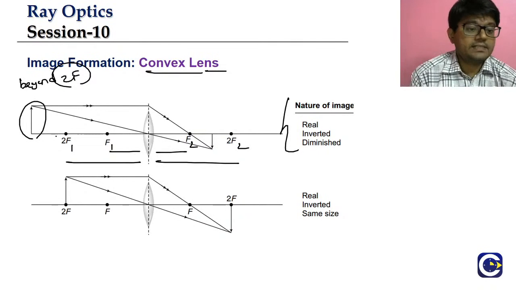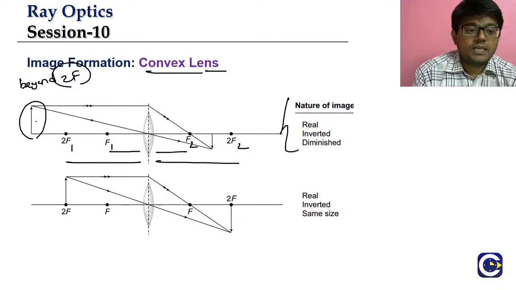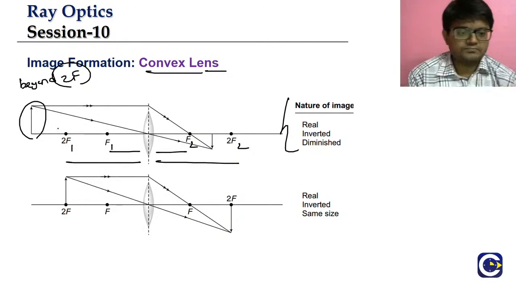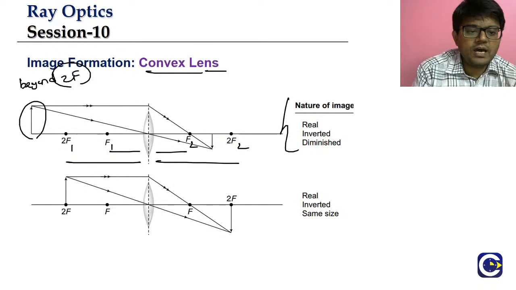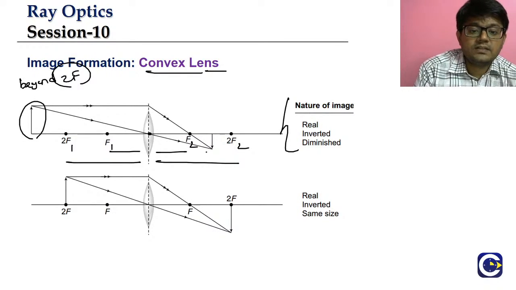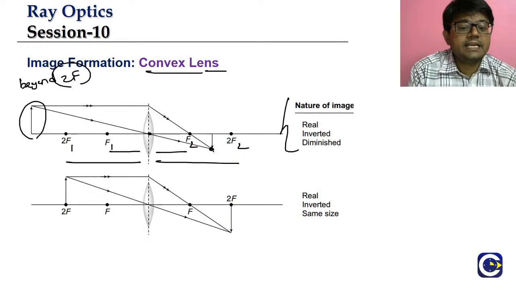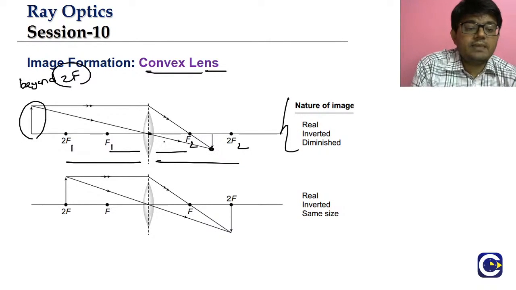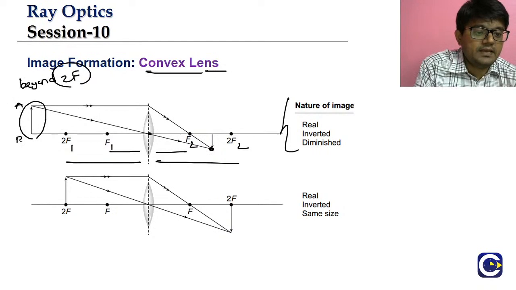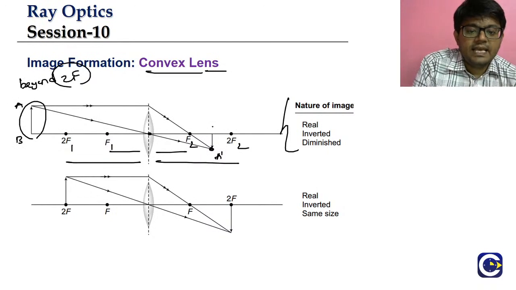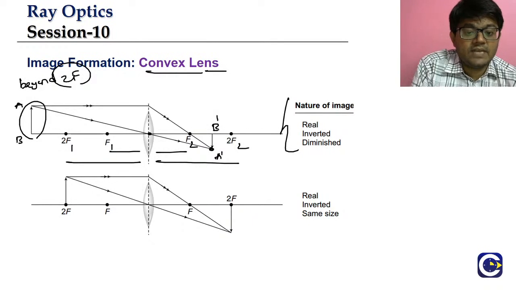Now look at this. The object is beyond 2f, and if you draw a ray parallel to the principal axis, after refraction it will go through F2. If you draw a ray passing through the optical center, it will just go undeviated. They both converge at this particular point, which means this is the image of the head. Let's say this is A, the toe is B, so this is our A dash. Exactly in line with A dash on the principal axis, we'll have B dash.